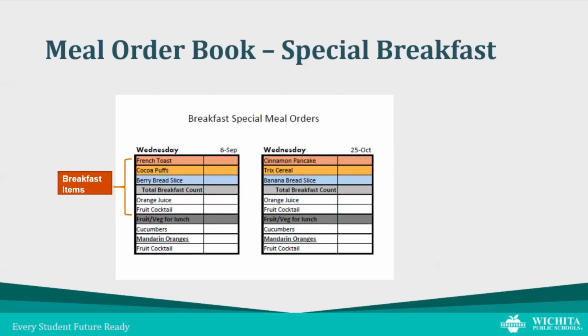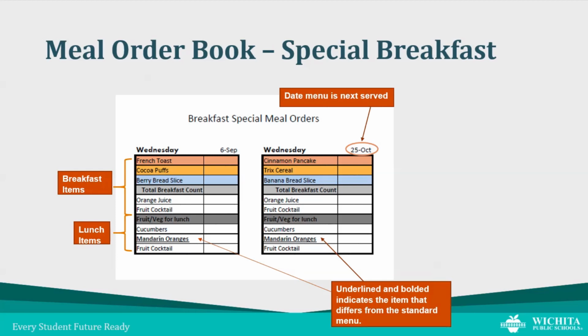Let's look at a special breakfast. It, too, has the breakfast items at the top, the lunches at the bottom, and the date. You will see the underlined and bolded items indicate the item that is different from the standard menu item.